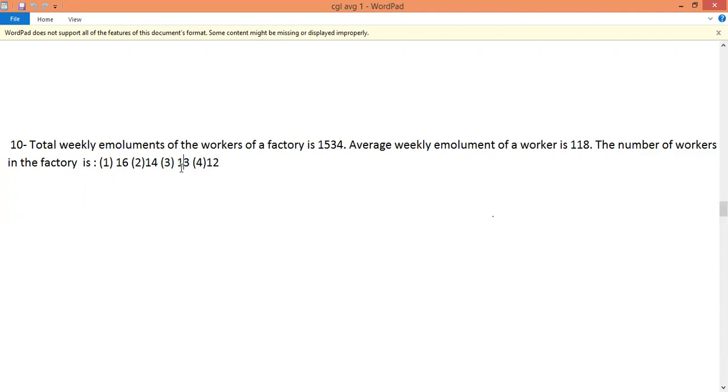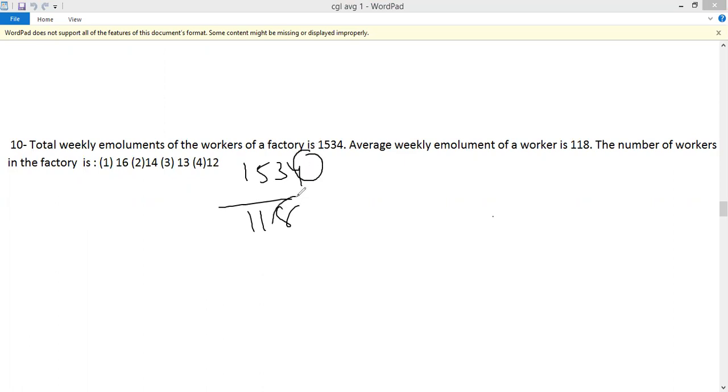13 answer. Okay. 13. Why? I'm calculating directly. See here. Answer must be 118. Okay. Here 4 is there. 8 is there. This must be answer. Final answer. Last digit must be 8 or 3. Here 3 is only 1 is there. So this is answer. Right. Okay. Right.